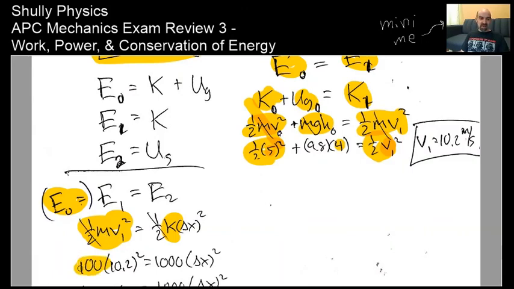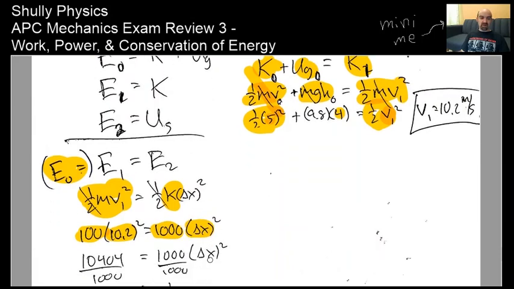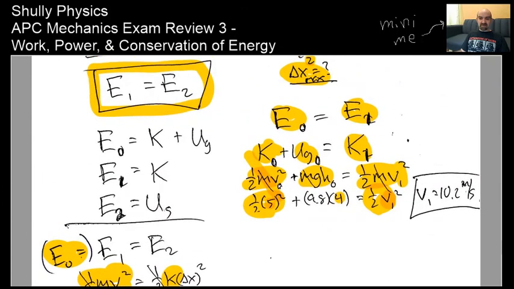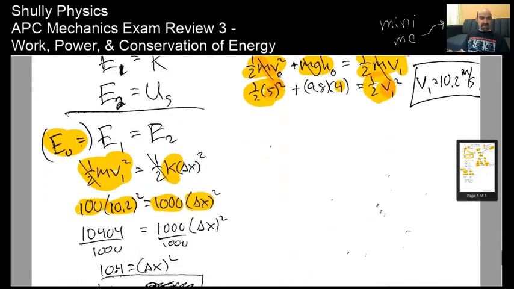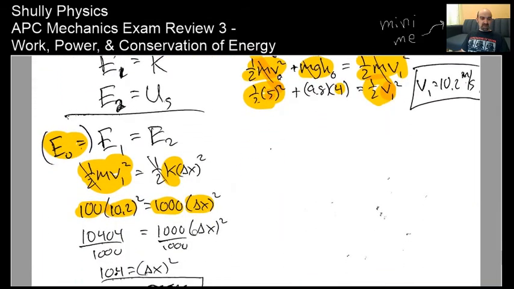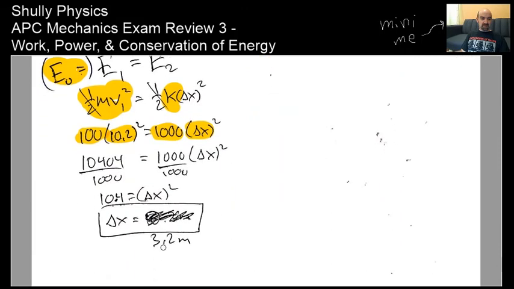So 1/2 mass times velocity squared equals 1/2 K. The given value for the K in this problem is 1,000 newtons per meter, and then delta x squared. As long as this spring is uncompressed, at its rest position to start with, which is usually what would happen in a bumper kind of spring like that, then the delta x would be the change from the initial of 0 to the final of 3.2 meters. That's how you'd solve that one.